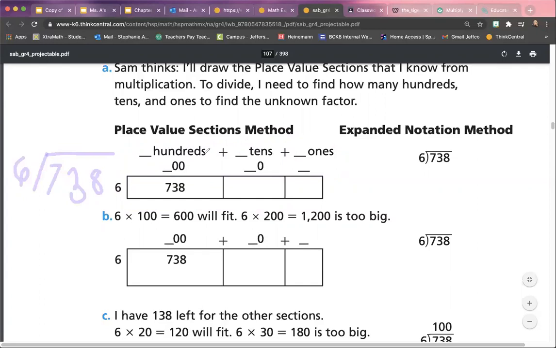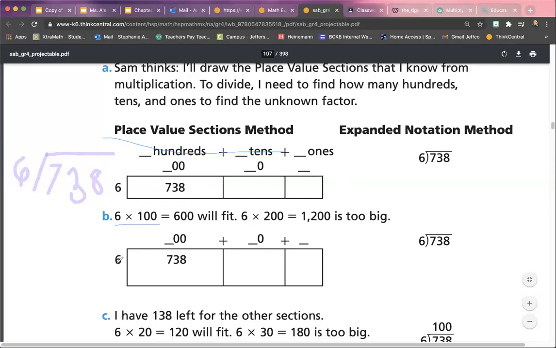All right, so now we are going to go step by step how to solve with this place value sections. What you want to do first is figure out how many times 600 will fit into 738. Because we have a 6, and we're working in the hundreds place. Right here it says 6 times 100. The only thing that'll fit is 600. We can only have a 100 because after that it gets too big, right? All of a sudden we're at 1,200, it's too much.